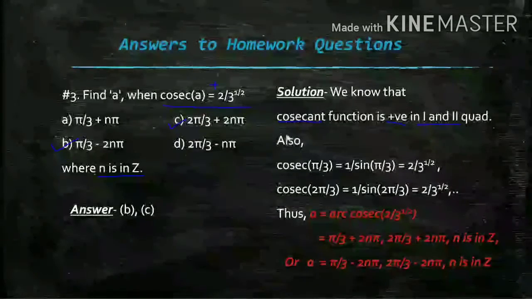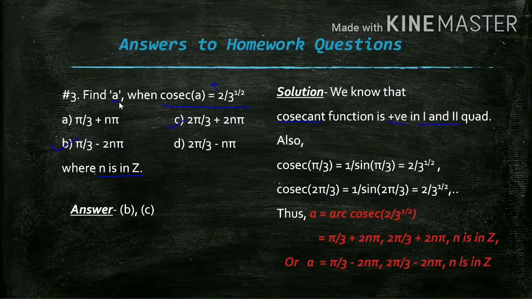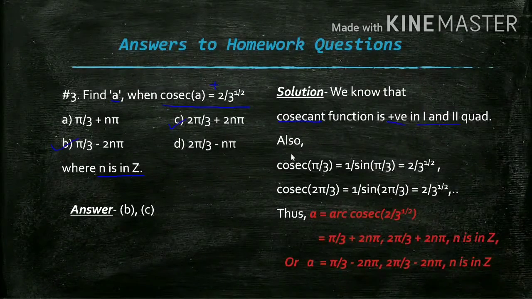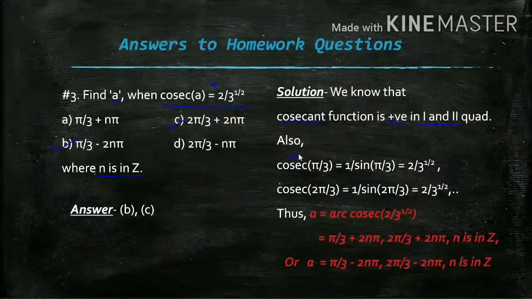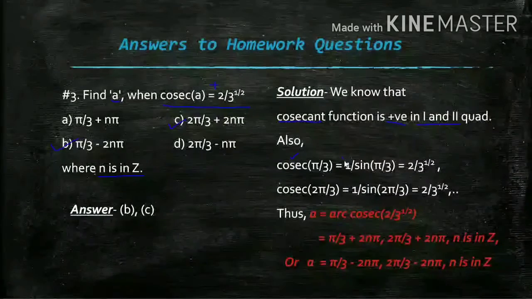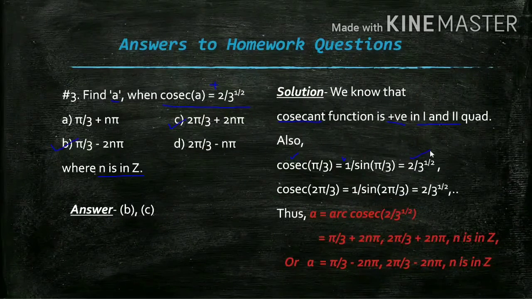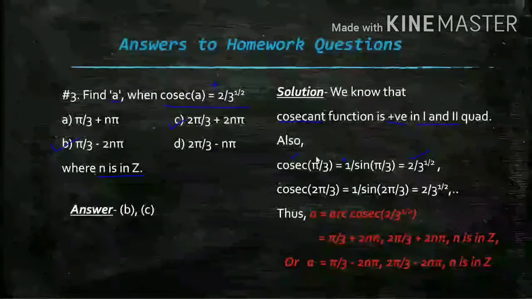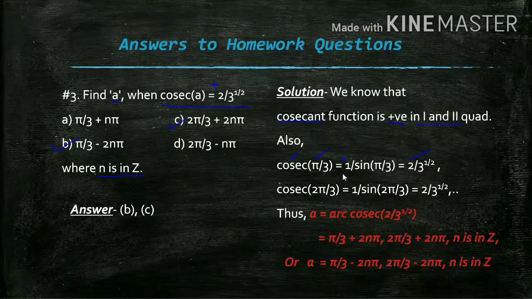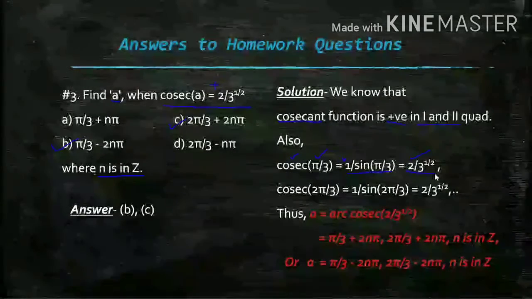That means the values of A would be lying only in the first quadrant or the second quadrant. Right. Now, the first value you can find out easily: at which angle would the cosecant function have the value 2 by root 3, which is nothing but pi by 3, because cosec pi by 3 is nothing but 1 upon sine pi by 3, and which is nothing but 2 by root 3.